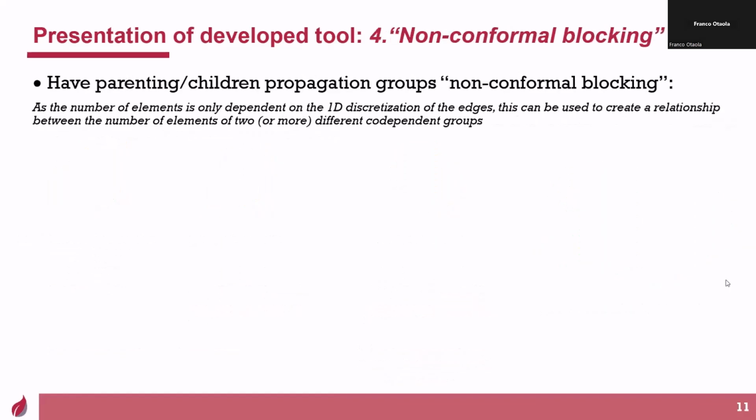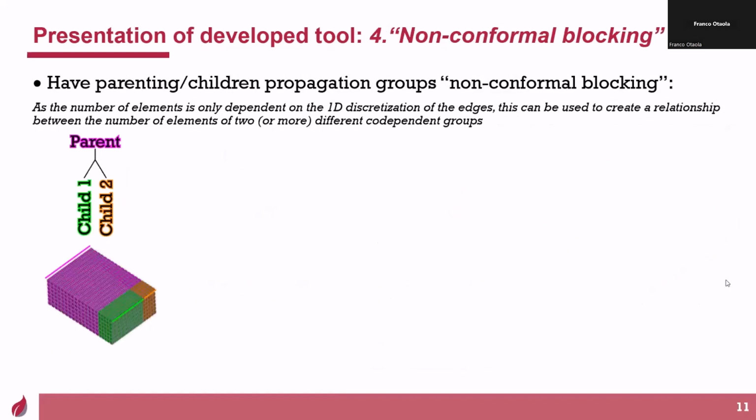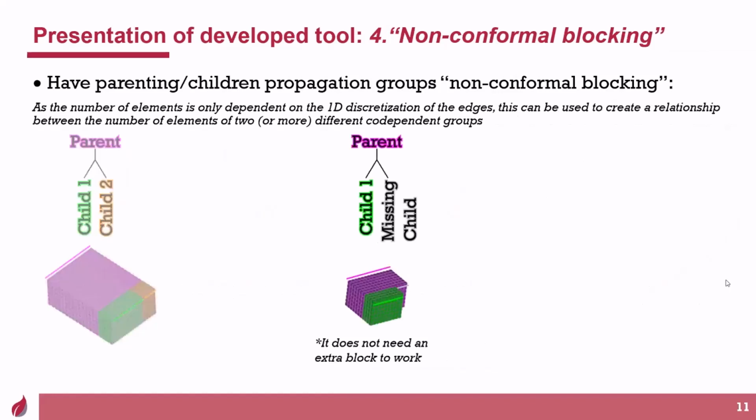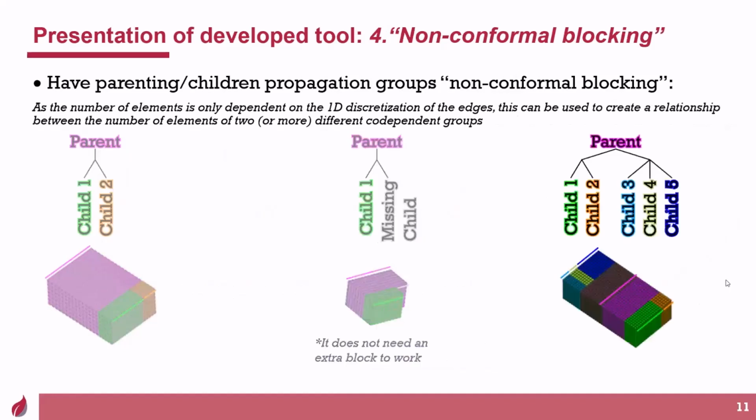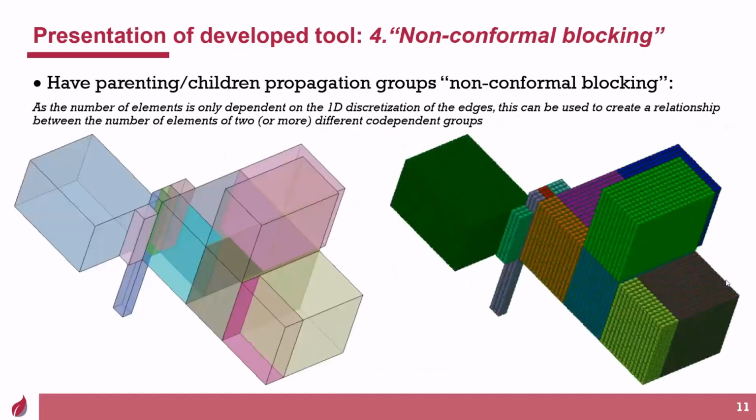So I also added what I call parent-child relationships, where one discretization is going to depend on other elements. So we can get a conformal meshing even if we are not having a conformal blocking of the geometry. And this obviously works for more complex geometries.